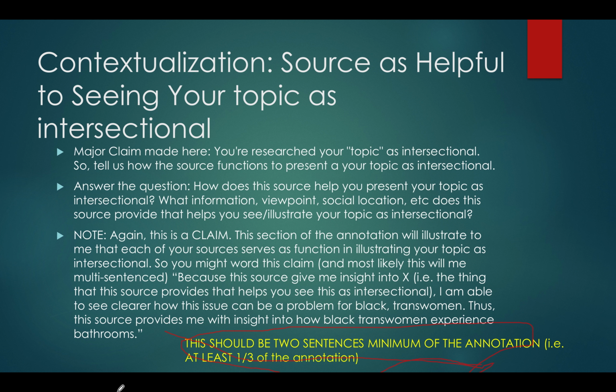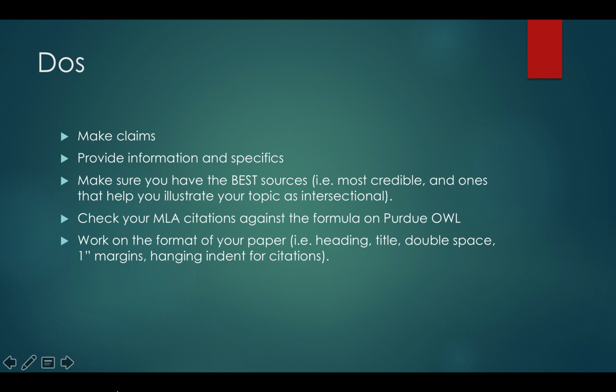So again, at least a third of the annotations. So in the annotations, these are some do's. Make claims. Provide information and specifics. Make sure you have the best sources, the most credible, and the ones that help you illustrate your topics as intersectional. If you can't argue that this source is credible, or if it doesn't help you illustrate your topic as intersectional, what is it doing on this annotated bibliography? That's something you have to ask yourself.